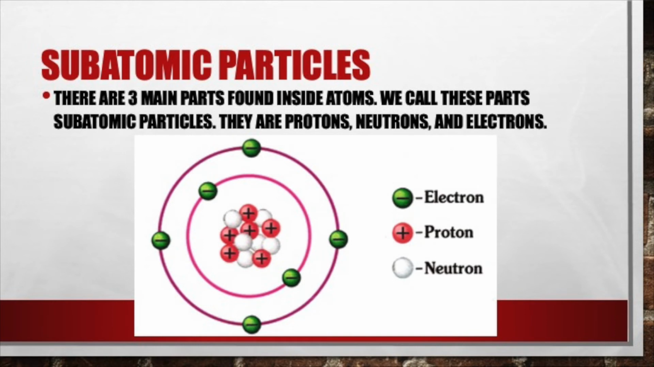There are three main parts found inside atoms. We call these parts subatomic particles. They're smaller than the atom. They are the protons, neutrons, and electrons.